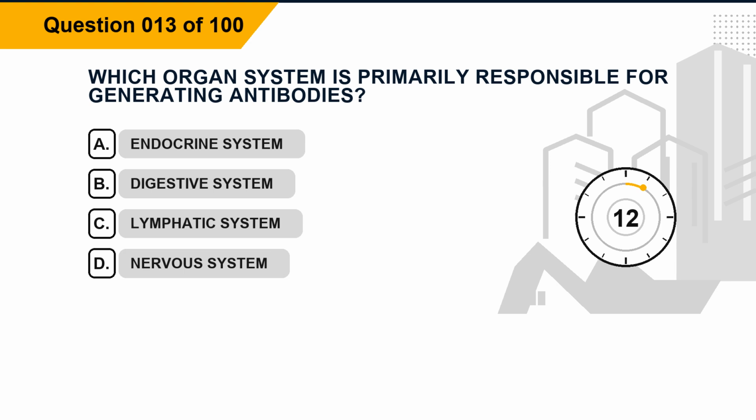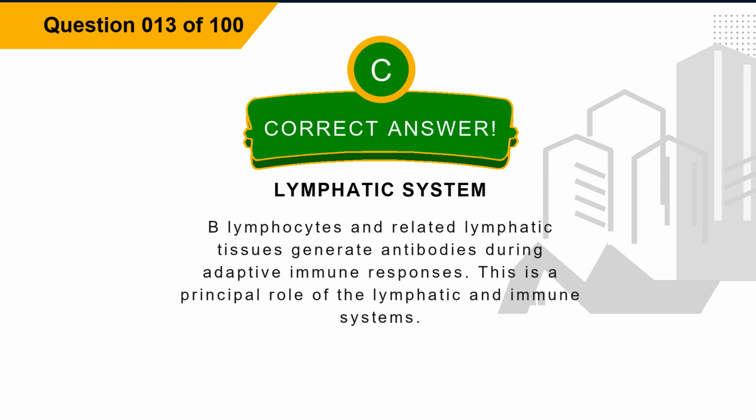Question 13. Which organ system is primarily responsible for generating antibodies? Option A, endocrine system. Option B, digestive system. Option C, lymphatic system. Option D, nervous system. The correct answer is option C, lymphatic system. Explanation.